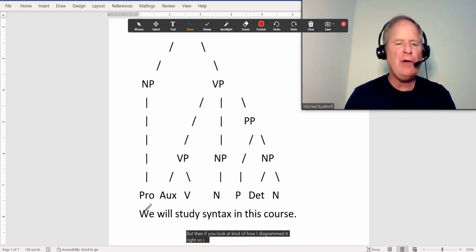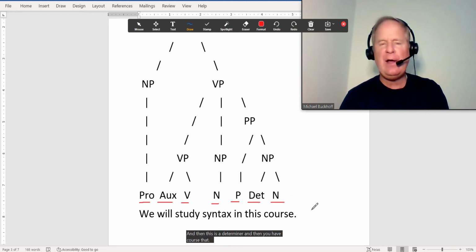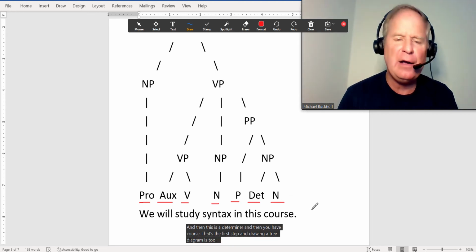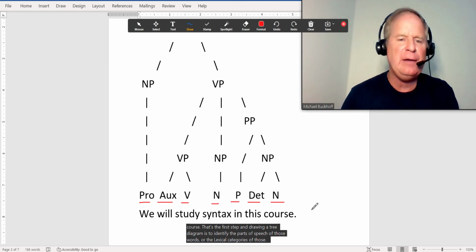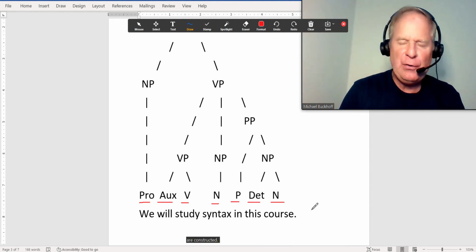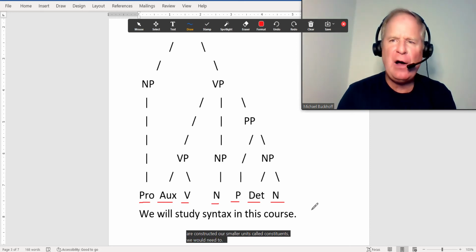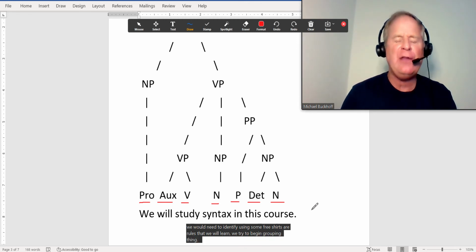So I started off with we as a pronoun. You notice that there. You have will as an auxiliary verb, and then study as a verb, syntax is a noun, in is a preposition, and then this is a determiner, and then you have course. That's the first step in drawing a tree diagram, is to identify the parts of speech of those words, or the lexical categories of those words, right? Then step 2 is we talked about how sentences are constructed out of smaller units called constituents. So we need to identify, using some phrase structure rules that we will learn, we try to begin grouping things together.